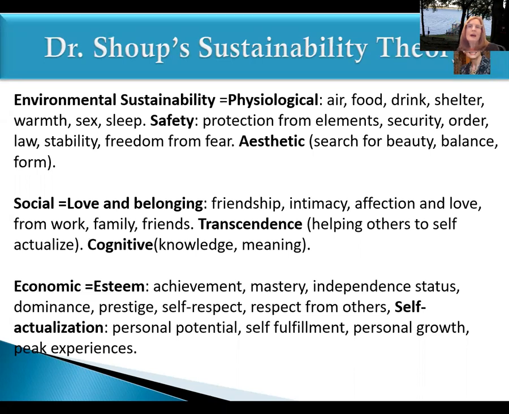Now, I've kind of created a sustainability theory of my own based on all of these things. So environmental sustainability has to do with the physiological aspects of sustainability. So you're thinking about air, food, drink, shelter, warmth, sex, sleep. Safety is protection from the elements, security, order, law, stability, freedom from fear. And aesthetic is the search for beauty and balance.